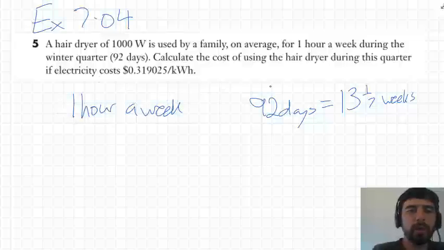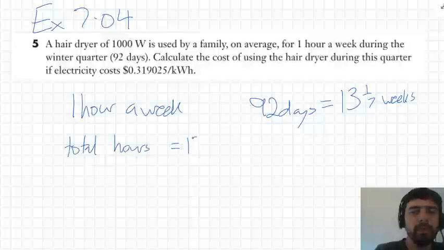So we're only using it 1 hour a week, so that's how much we're going to be using it. This is the number of hours. Well, this is 1 hour a week, which means if there's 13 1/7 weeks, we're going to use it at total hours is also 13 1/7 hours. If I could write properly.